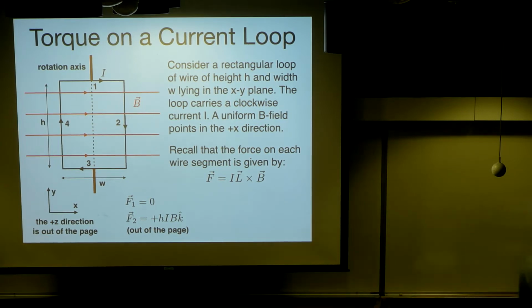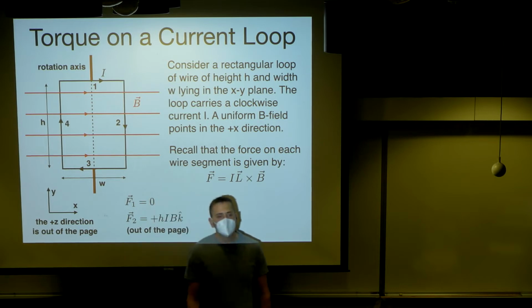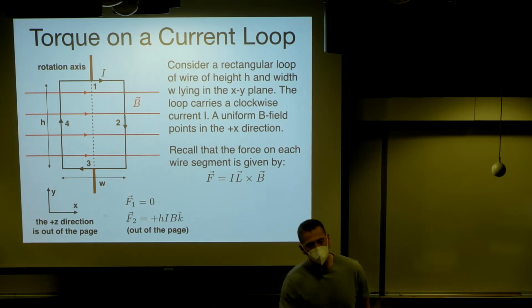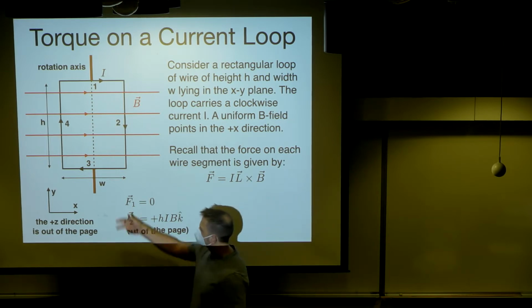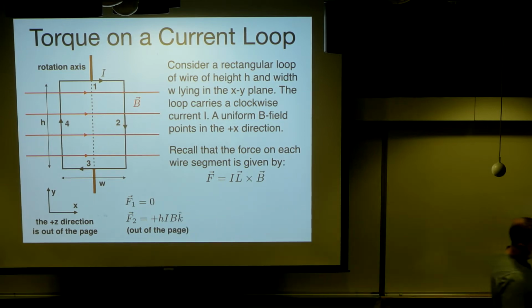Now let's do segment number 3. What can you tell me about the force on that segment? That's going to be 0 as well, right? In this case, what is the angle between our B field and our current? What is it? 180, right? And as we remember, you take sine of 180, you still get 0. So if we have a cross product of these two vectors here, we're going to get 0. So F3 is 0.